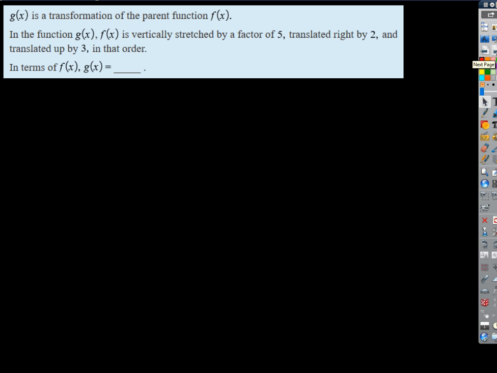Let's see. So everybody real quick, write this one down in your notes. So f of x is the parent function. G of x is going to vertically stretch f of x by a factor of 5, translate right by 2, and translate up by 3. Okay, so what's that going to look like?